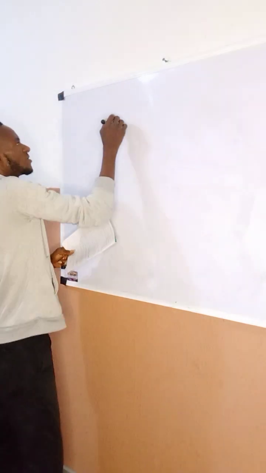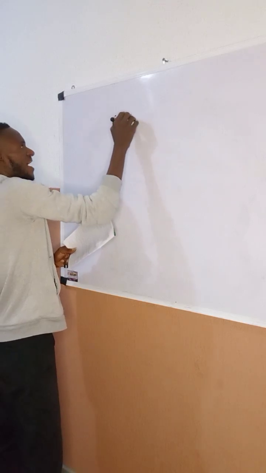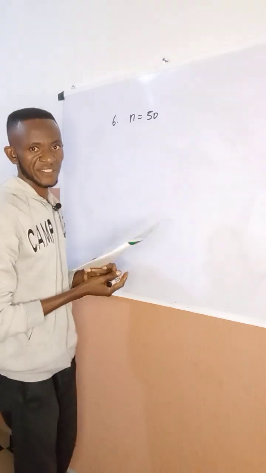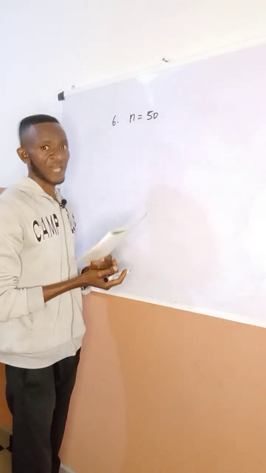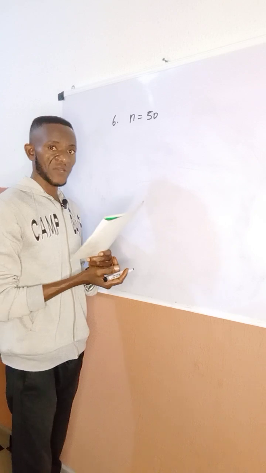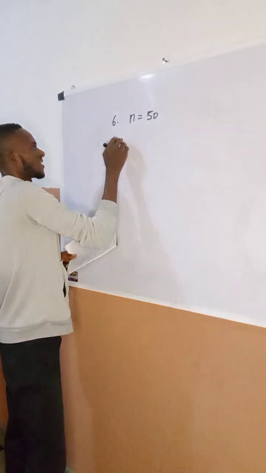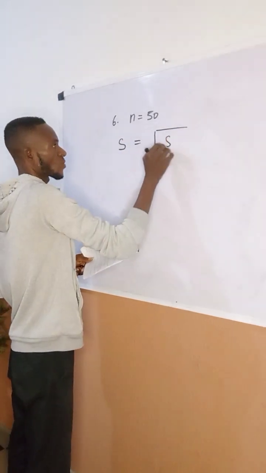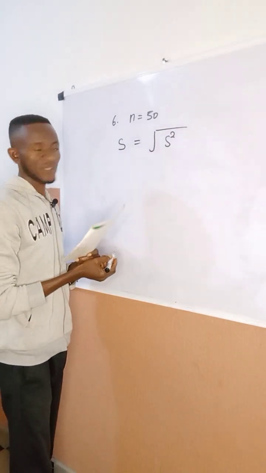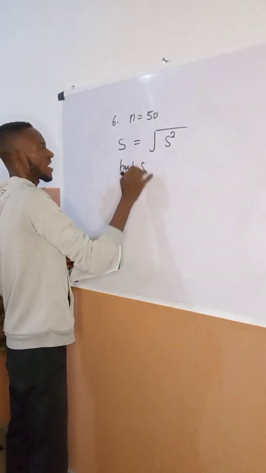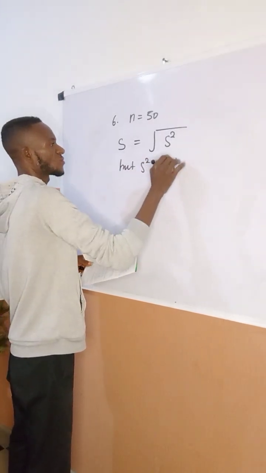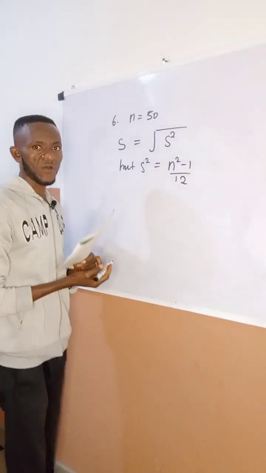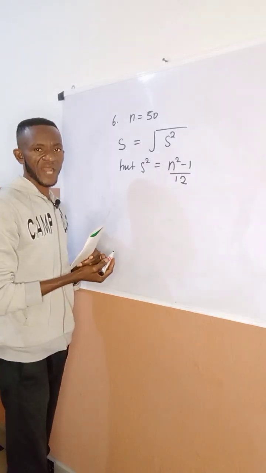So in this case, which is I think question number 6, my n is equal to 50. But we are talking about natural numbers. And they ask us to find the standard deviation. And of course, you know that standard deviation is the square root of variance. So my standard deviation, let me write it with s, is given as the square root of s squared, which is talking about variance. We now say that s squared is given as n squared minus 1 all over 12, which is the formula of variance for the first n natural numbers.